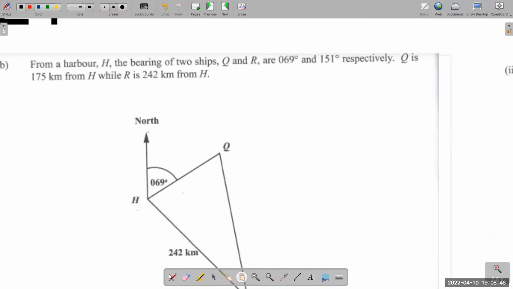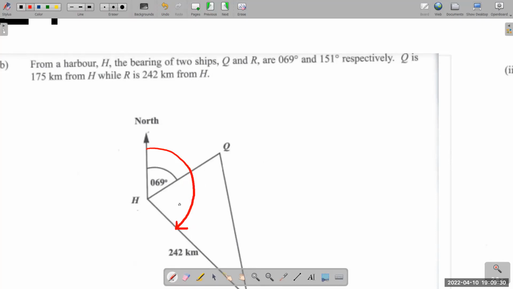So we have Q and R, the bearings are 069 and 151 respectively. How would you draw that picture? Would you put 151 here? Guess what? That's wrong. You know why that's wrong in the picture? This is telling me that this angle in here is 151, and that's not true. In reality, you should take a pencil and draw an arrow coming straight down, so you know that this whole entire thing is 151.